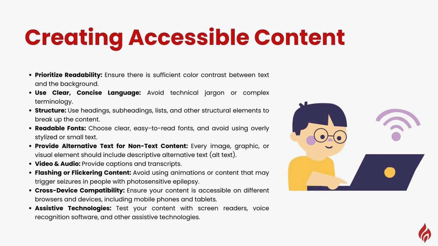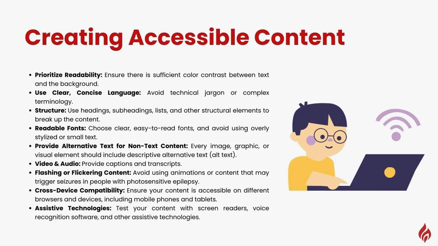Make sure there's enough color contrast between your text and your background in the material that you're creating. This makes it easier to read, especially for people with visual impairments or in poor lighting. Next, break up your content using headings, subheadings, and lists. It's easier for everyone to scan your content and find what they're looking for when you do it this way. Choose clean, easy-to-read fonts and avoid using small or overly stylized fonts.